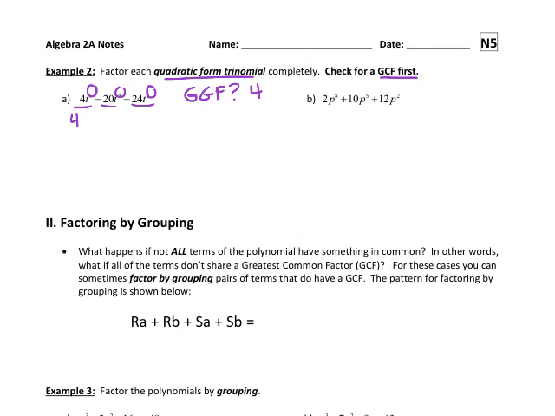And then since t squared is right here, I can use t squared. That goes into t to the fourth as well as t to the sixth. So my greatest common factor is going to be 4t squared. And what is left? Well, it looks like t to the fourth would be left for that first term, and 5t squared, and then plus 6.